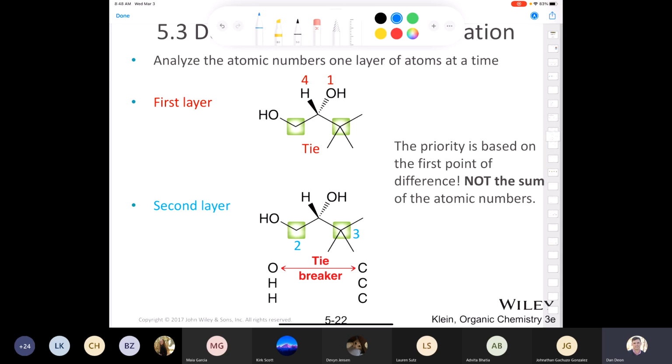But if you look at this carbon here and this carbon here, what is this carbon that's on the left attached to? It's attached to this oxygen, right? And it's also got the 2 hydrogens attached to it. What's this carbon attached to? It's attached to 1, 2, 3 carbons. So what's the tiebreaker? The oxygen has a higher atomic number, and so this group has a higher priority than this group over here.